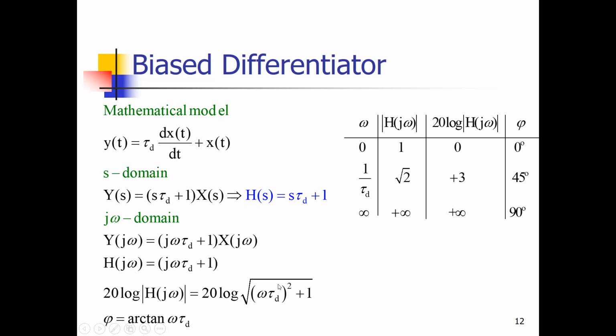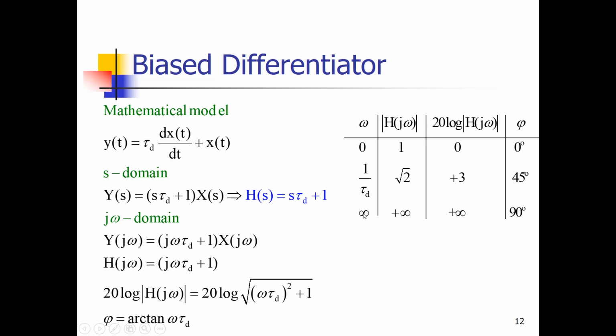So again, we are looking at specific points: omega is 0, omega is infinite, and omega equal to the crossover frequency, at which the real part of my complex number equals the imaginary part. So omega times tau d equals 1, so omega equals 1 over tau d. That's the crossover or cutoff frequency. Well, at omega is 0, we see that the amplitude is the square root of 1, so in dBs it's 20 times the log of 1, which equals 0 dB.